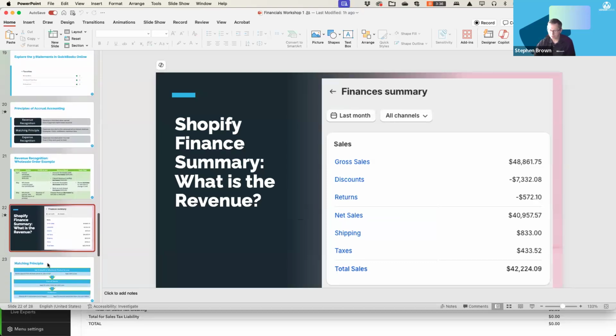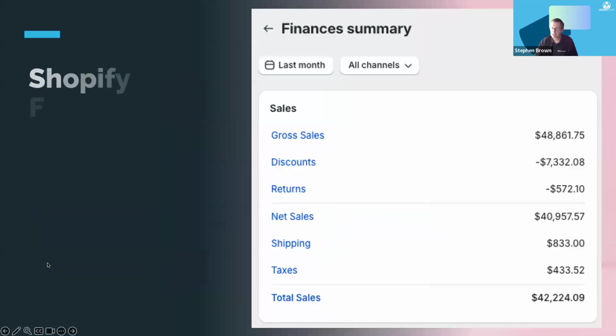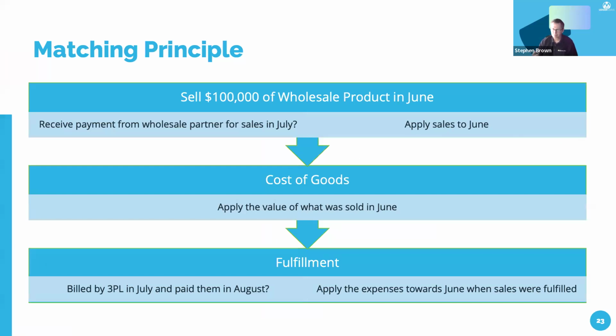So revenue recognition. The next one is the matching principle. And this primarily shows up in your profit and loss statement. So if I sold $100,000 of wholesale product in June, and again, this is a little bit different than my example, but I didn't receive payment until July, I'm still going to apply the sales in June.